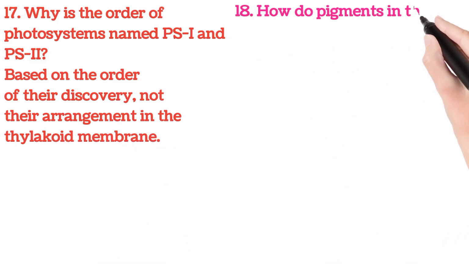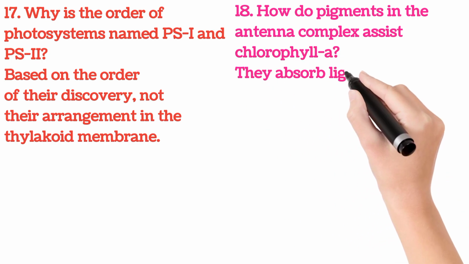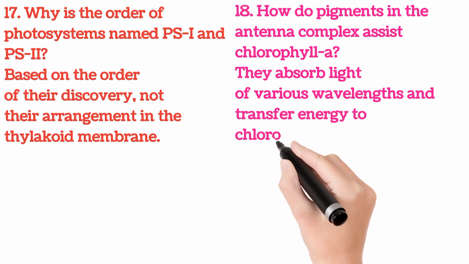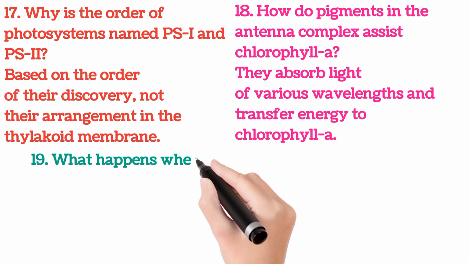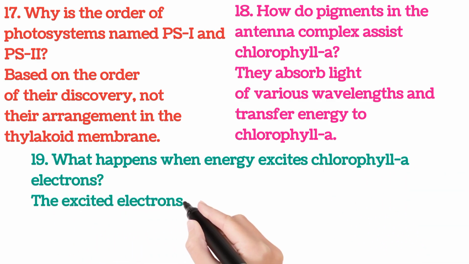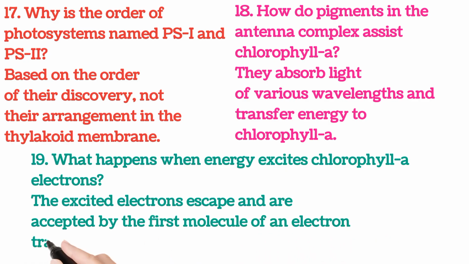18. How do pigments in the antenna complex assist chlorophyll-a? They absorb light of various wavelengths and transfer energy to chlorophyll-a. 19. What happens when energy excites chlorophyll-a electrons? The excited electrons escape and are accepted by the first molecule of an electron transport chain.